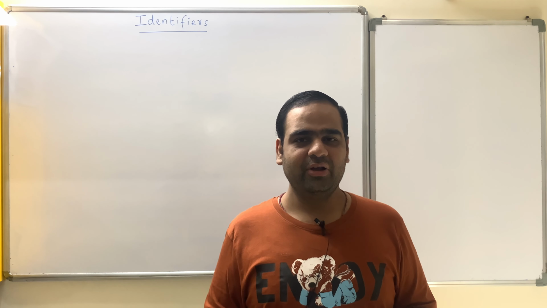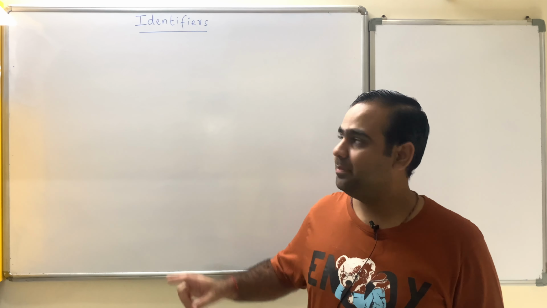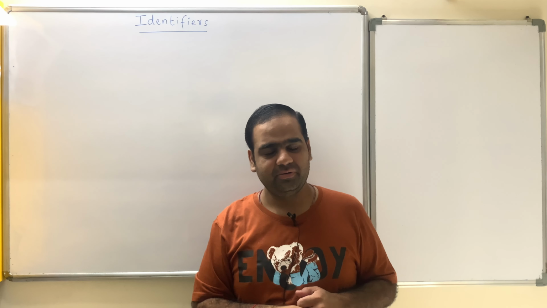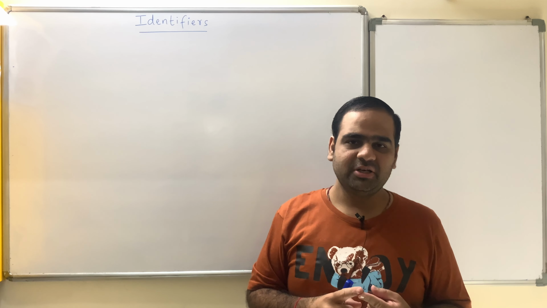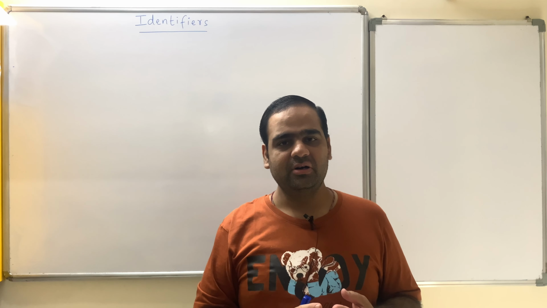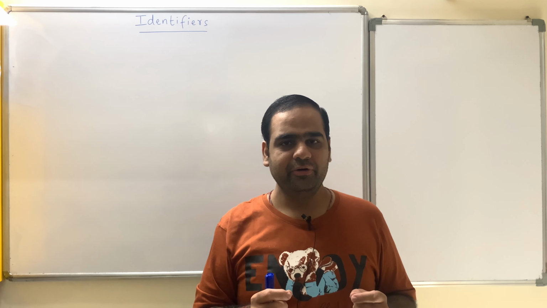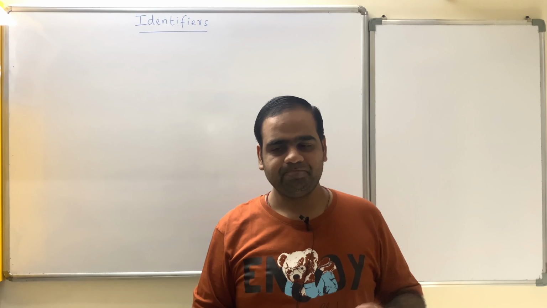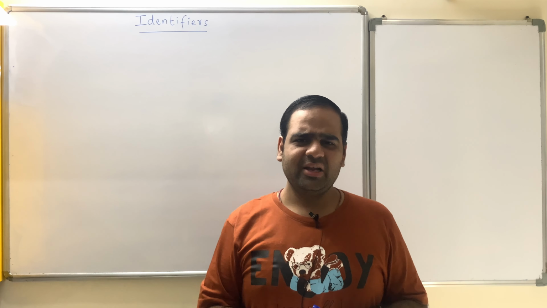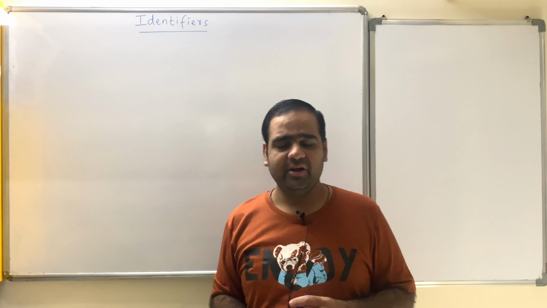In this video we are going to talk about the next type of token, that is identifier. In the last two videos we have seen what is a constant and what is a keyword. If you haven't watched those videos, I suggest you to watch those videos. Link is provided here. Now let's talk about an identifier.